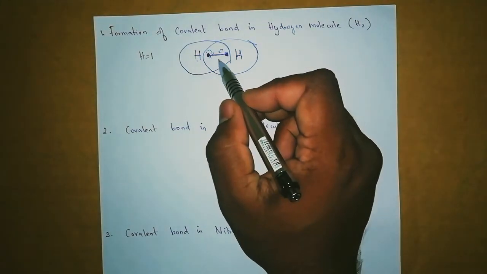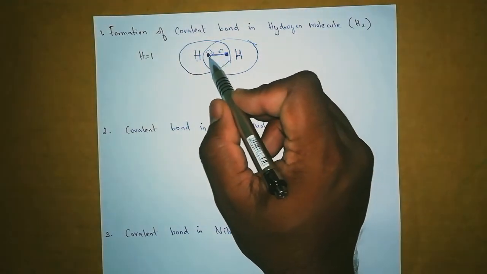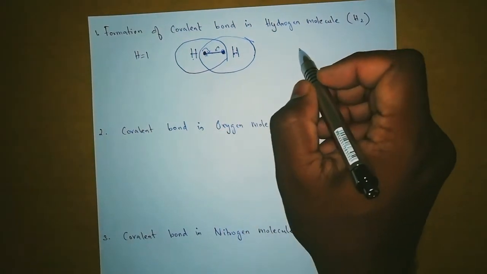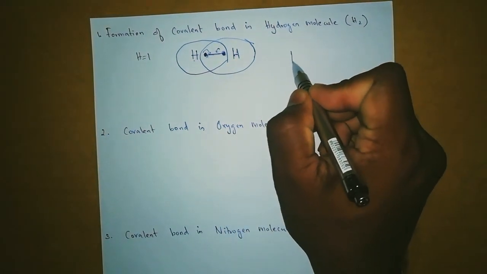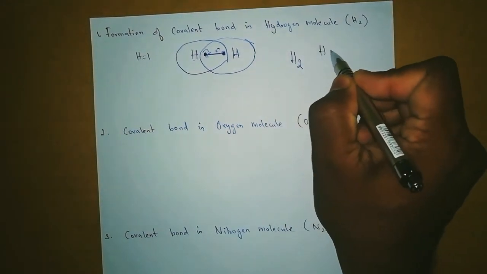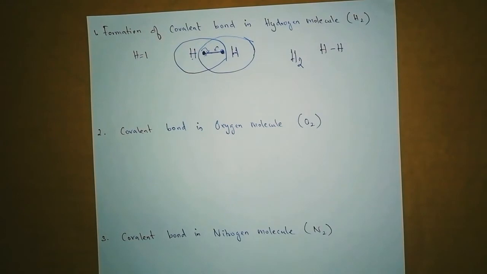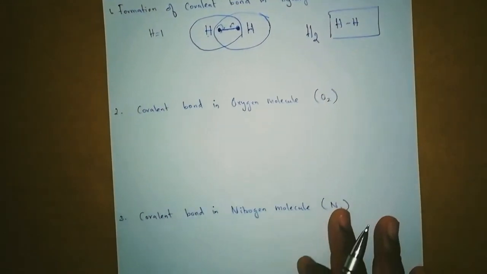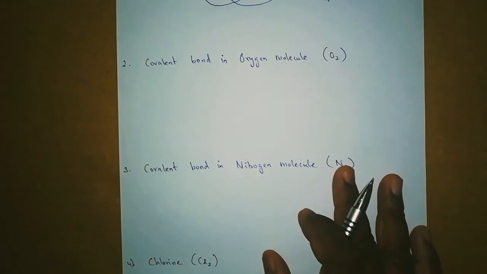Will you understand now? So the bond formed between them is a single bond, right? So what is the molecule here it forms? It forms H2 molecule. And what is the bond type here? A single bond type, right? So this is how it forms. Now we'll move on to the oxygen molecule.